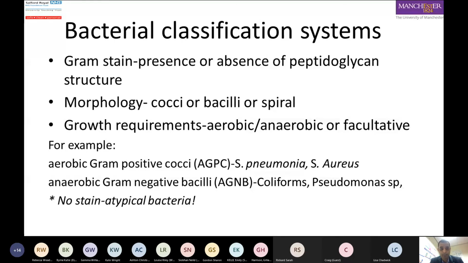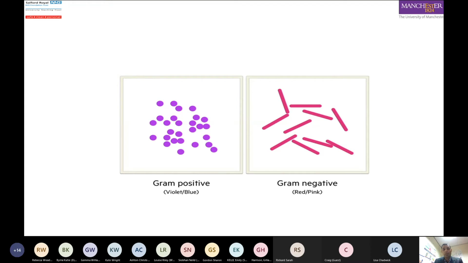So most commonly, as you heard, it's the aerobic gram-positive cocci. Commonly, we refer to them as Strep pneumoniae and Staph aureus, which are the most common ones which we are aware of in the field of pneumonia. You've also got the aerobic gram-negative bacilli, which are the coliforms, namely the Klebsiella and the E. coli, as well as Pseudomonas. If the bacteria don't stain, they're called atypical bacteria. Just as an example, the gram-positive bacteria stain violet blue, and the gram-negative bacteria, the bacilli, will stain pink.